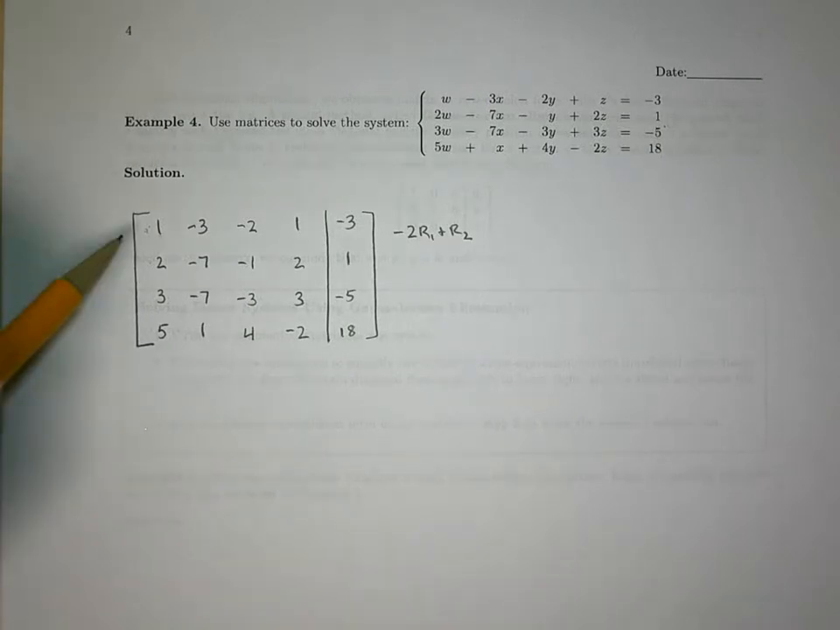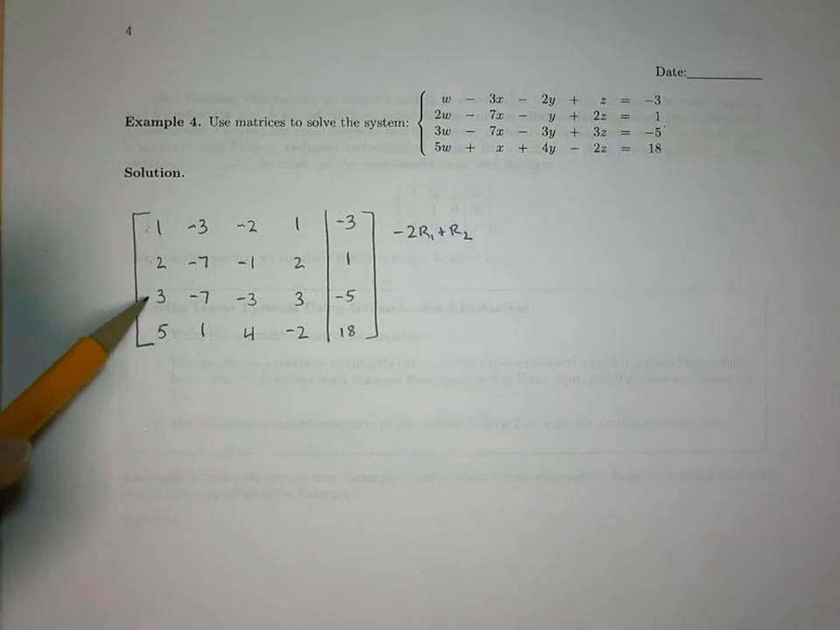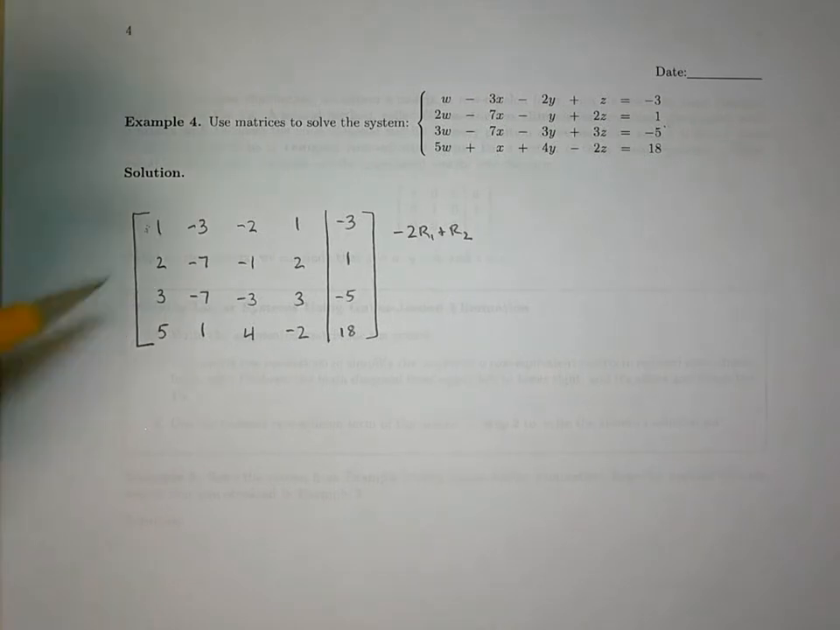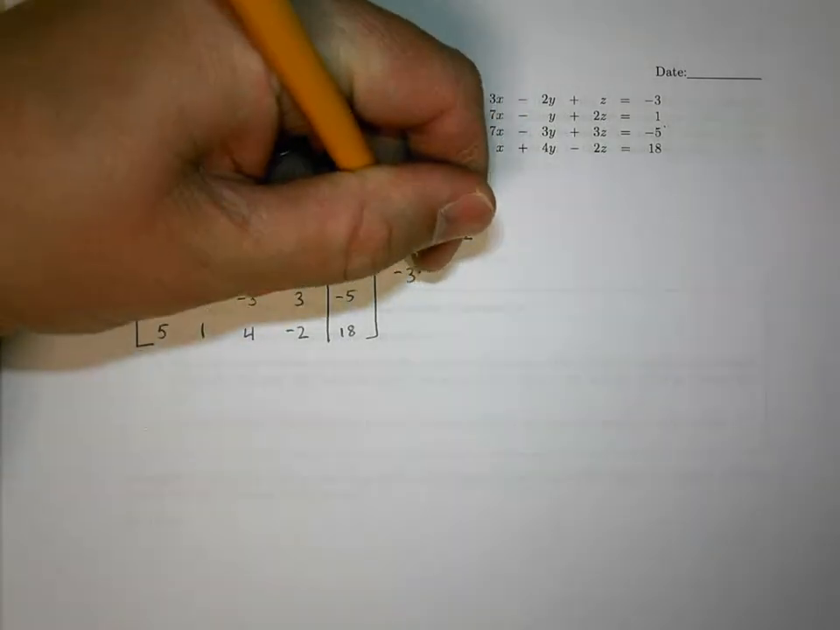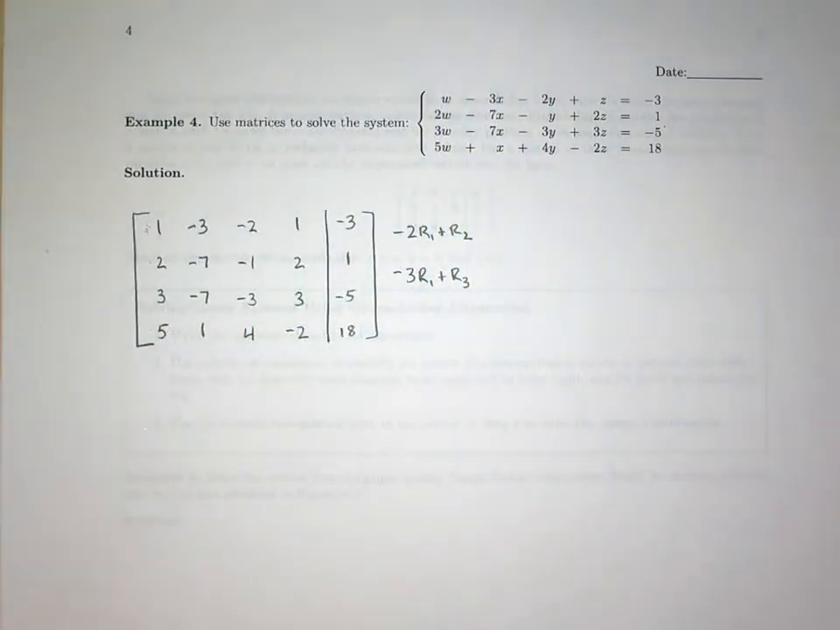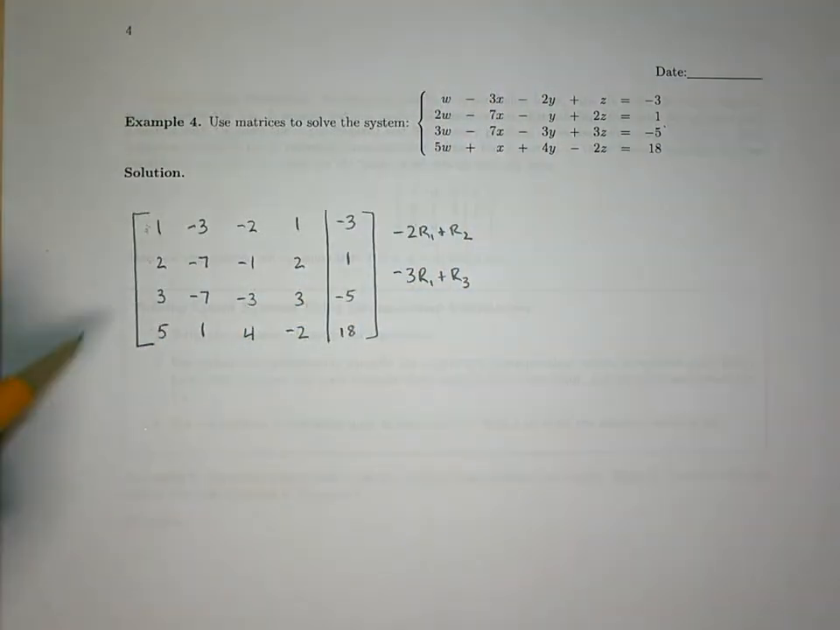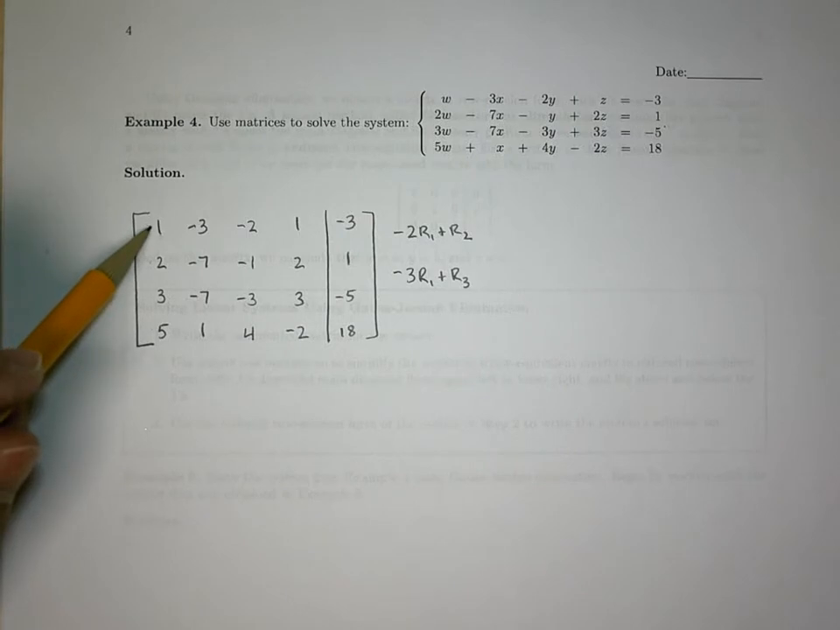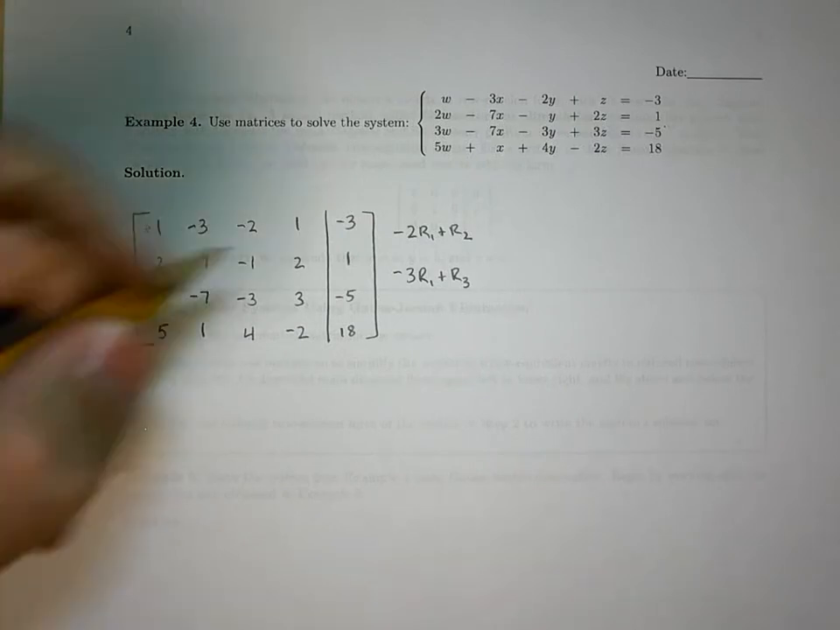Looking at the first and third equations, I have a 1w and a 3w. I can make 1w into negative 3w and then add it to this 3w to eliminate w. So I'm going to run a negative 3 through the first row and add it to the third row. In a similar way to what we've done so far, I'm going to multiply row 1 by negative 5 and add it to row 4 to eliminate the w in equation 4.